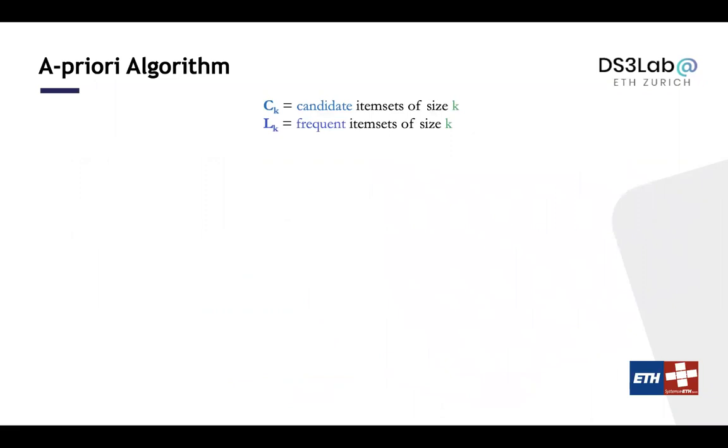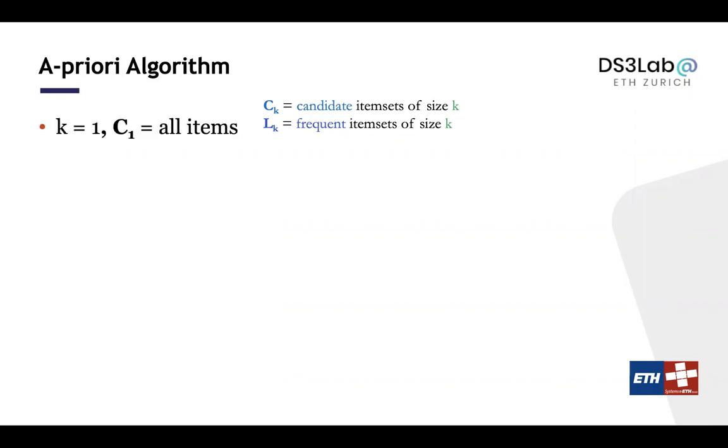Here's the algorithm. You maintain essentially two data structures, one that we call CK, another we call LK. CK is the candidate item sets of size K. They are all the item sets that we believe have a chance to be frequent, and they have size K. And LK is the frequent item sets of size K. Essentially, we are going to take CK and check the support for each of them, and then generate LK. We maintain these two data structures for different K.